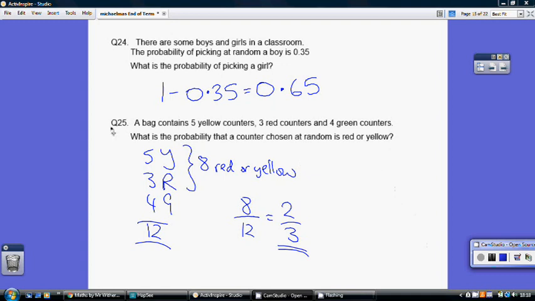Question 25. A bag contains 5 yellow, 3 red, 4 green. What is the probability that the counter chosen at random is red or yellow? Well, first of all, note that we've got 12 counters in total. Now the total number of red or yellow is 5 add 3, which is 8. So the probability of choosing a red or a yellow is 8 out of 12. So that's 8/12. And to simplify this, not that we were asked to simplify it, but if we were going to choose to, we can divide top and bottom by 4, giving us 2/3.